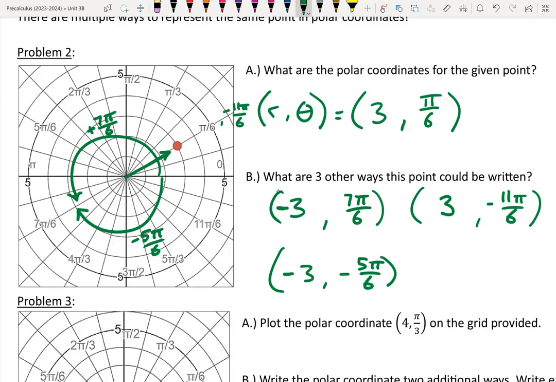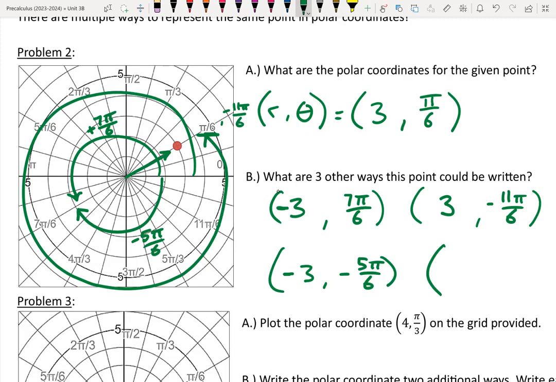Now, these are the 3 that I expected you guys to have. We are not given any restrictions here. So there's actually an infinitely many more options. I want you to think about this one. So we're at pi over 6. But what if I go all the way back to here? Would I be at the same place? What would that angle be? Not 2 pi, but 2 pi plus pi over 6, right?